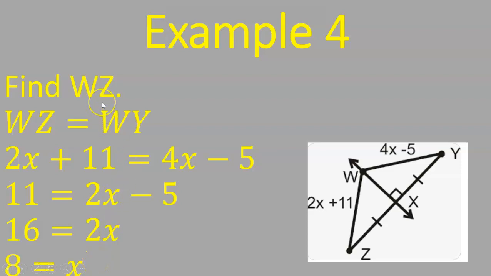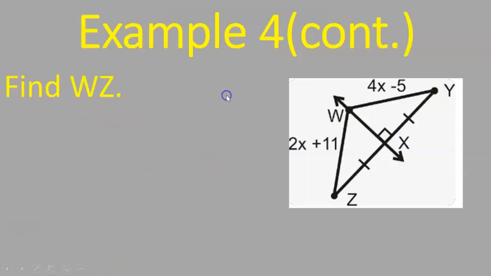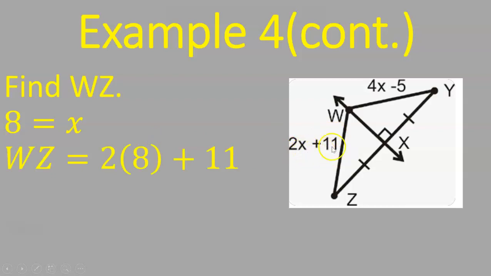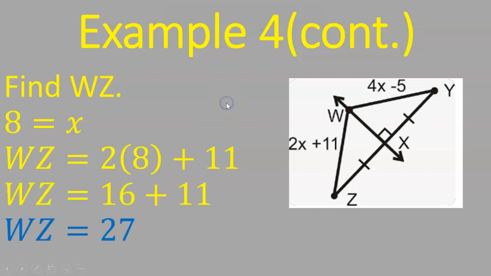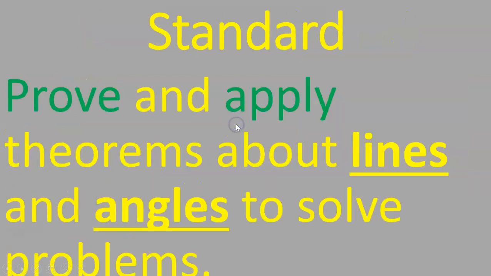The question asks for length WZ, however. To find WZ, you insert 8 into the x position on WZ. So that would be 2 times 8 plus 11. That's 16 plus 11, or 27. The theorem says to prove and apply theorems about lines and angles to solve problems.